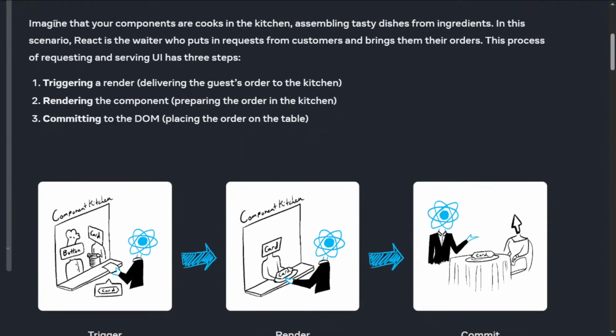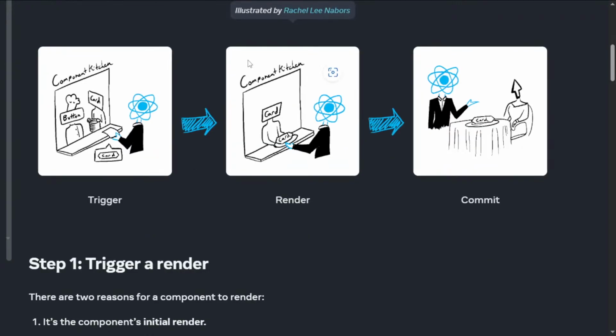So imagine that your components are the cooks in the kitchen, preparing tasty dishes from ingredients. In this scenario, React is a waiter that takes the request from the customer and brings the order back. This process of requesting and serving UI happens in 3 steps. Let's see the steps from here.